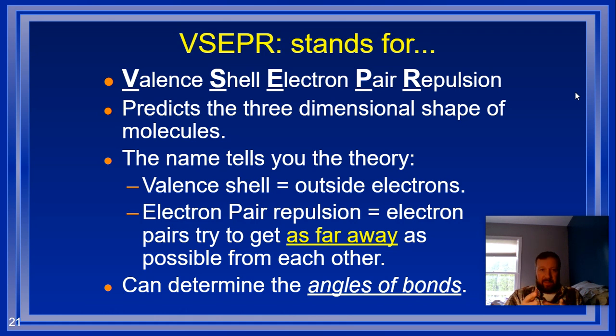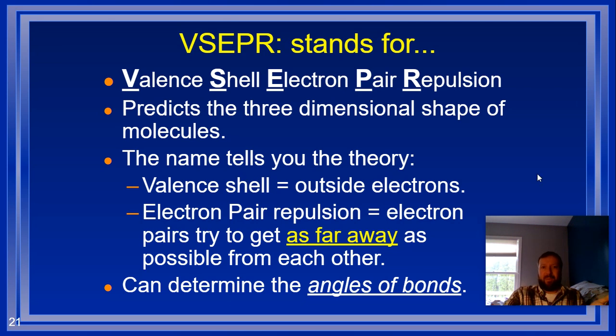VSEPR stands for valence shell electron pair repulsion theory, and it is a theory to help us represent what the shape looks like. And these are 3-dimensional shapes. That's why I had a hard time drawing them, because I'm not a great drawer to show 3 dimensions. And a lot of times we draw a Lewis structure, a 2-dimensional is fine. But when we're actually trying to figure out the shapes and bond angles, we need to use this VSEPR theory.